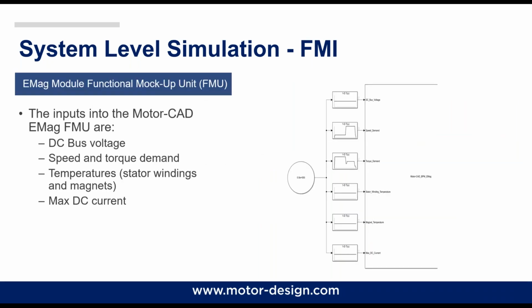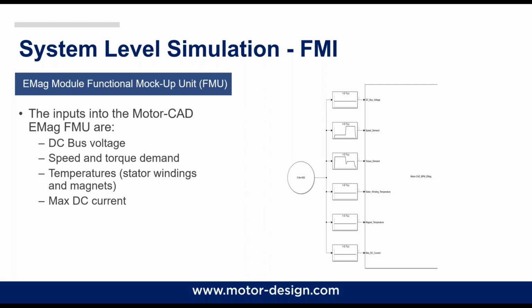Within the Simulink environment, the MotorCAD FMU appears as a block with the inputs on the left side and outputs on the right, which of course are going to be different between the thermal and the electromagnetic one. Here we can see the inputs of the EMAG one, which can be basically divided in DC bus voltage, speed and torque demand, temperatures such as stator windings and magnets, and the maximum DC current, which is the maximum available DC current in Lab electromagnetic calculations.